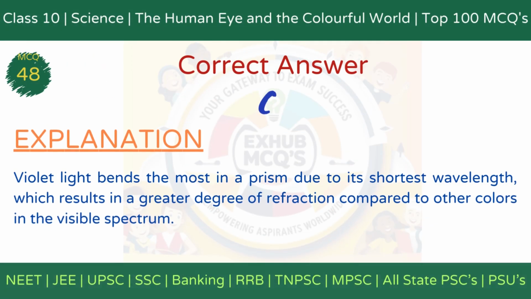The correct answer is option D, violet. Explanation. Violet light bends the most in a prism because it has the shortest wavelength. Shorter wavelengths refract at greater angles compared to longer wavelengths like red.